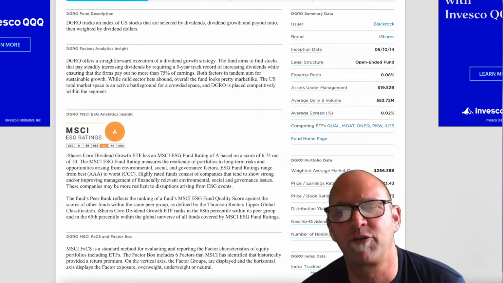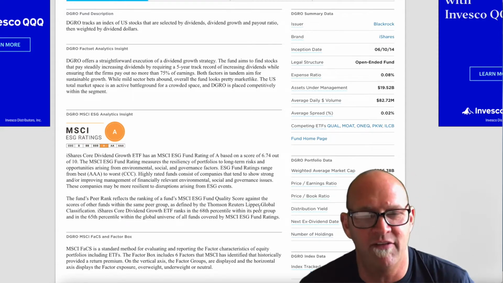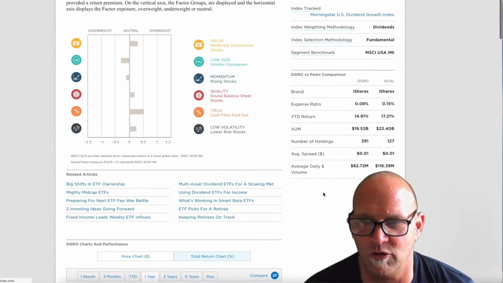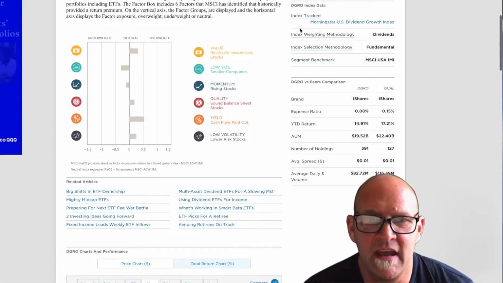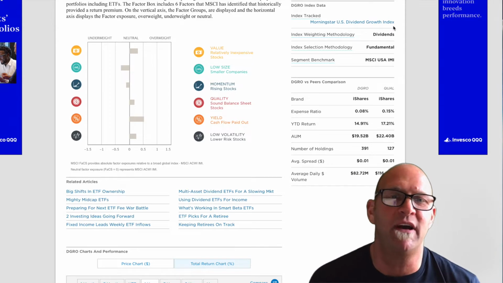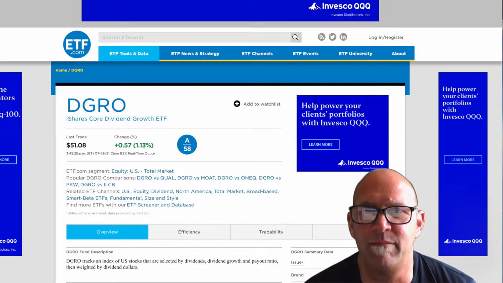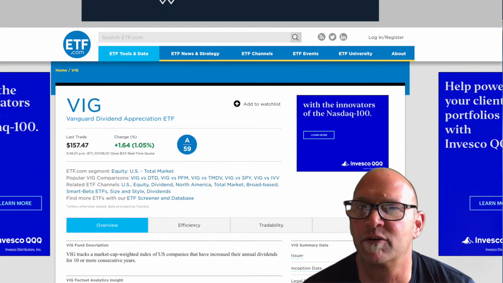Now, you guys, all three of these ETFs pay a quarterly dividend. This one has about 388 holdings. And really quickly, we see that it tracks the Morningstar U.S. Dividend Growth Index. Okay, as I said, we're not going to go deep into these, but we're going to just talk about the difference really fast.